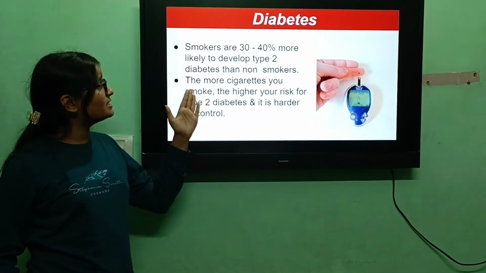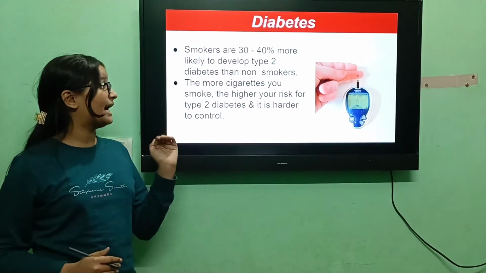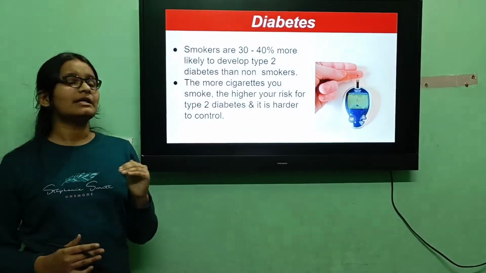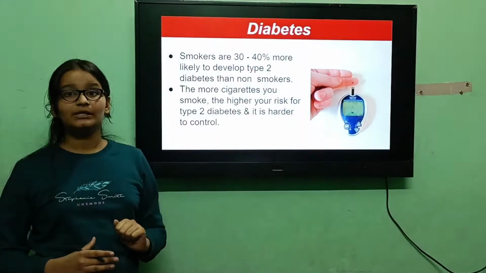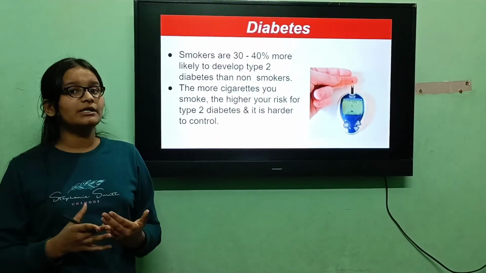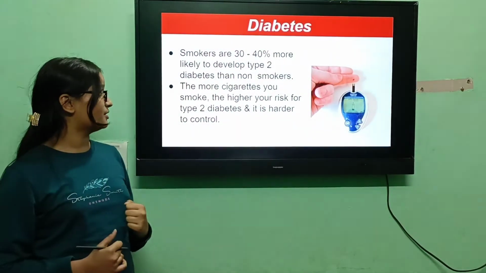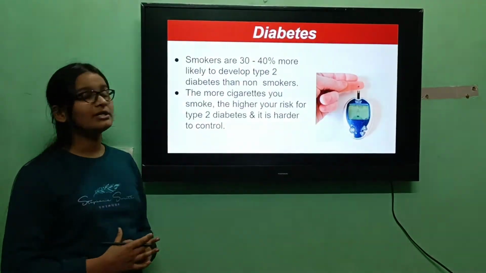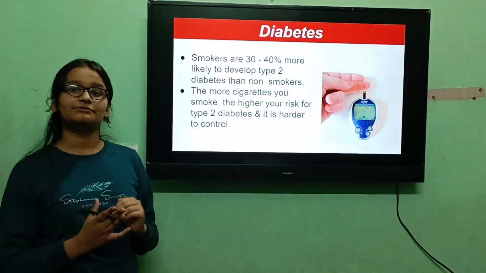Diabetes. Smokers are 30 to 40% more likely to develop type 2 diabetes than non-smokers. This means that around 30 to 40% more of the people who smoke develop type 2 diabetes than non-smokers. The more cigarettes you smoke, the higher your risk is for type 2 diabetes and it is harder to control.